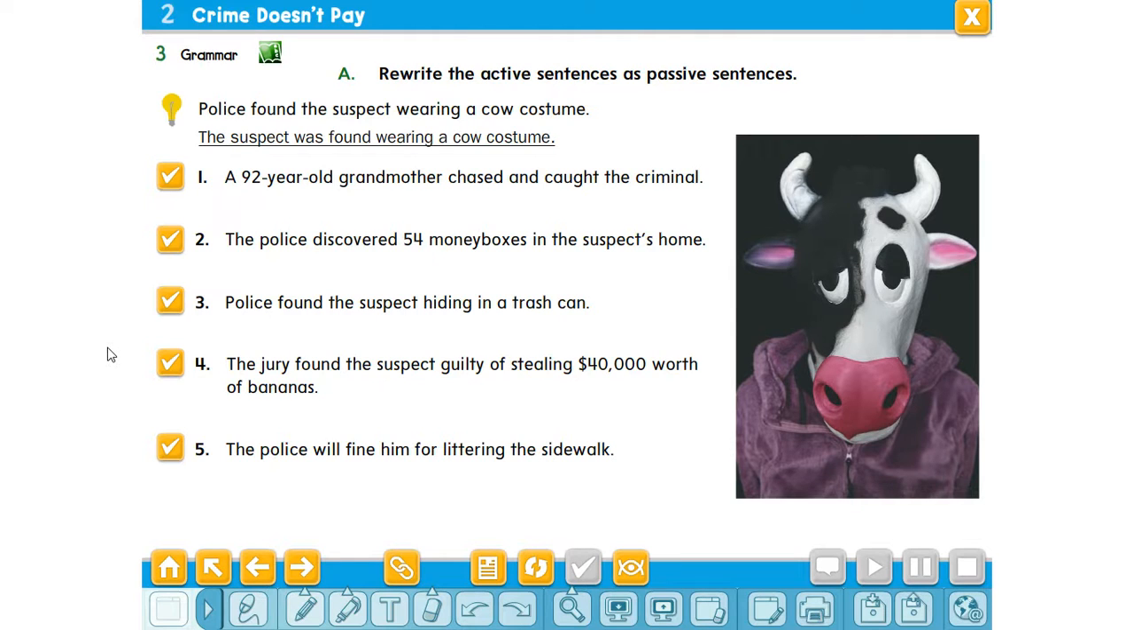Police found the suspect wearing a cow costume. The suspect, so this is the object here, and it was the object. We say the suspect was found wearing a cow costume.